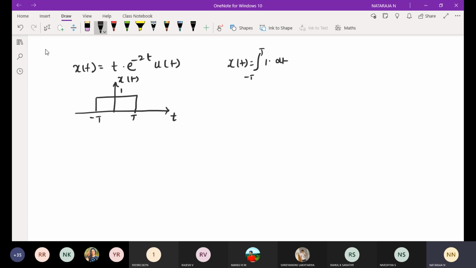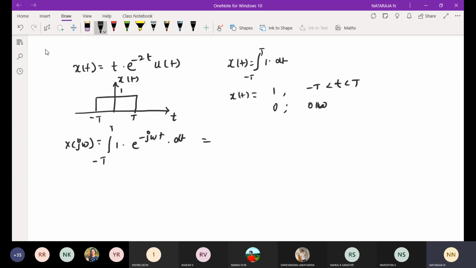Okay, so based on that, X of j omega is equal to the integral. Here I can write x of t is equal to 1 from minus T to T, and 0 otherwise. X of j omega is the standard equation you already know: x of t into e power minus j omega t dt. Now I am going to take directly minus T to plus T, 1 into e power minus j omega t dt.